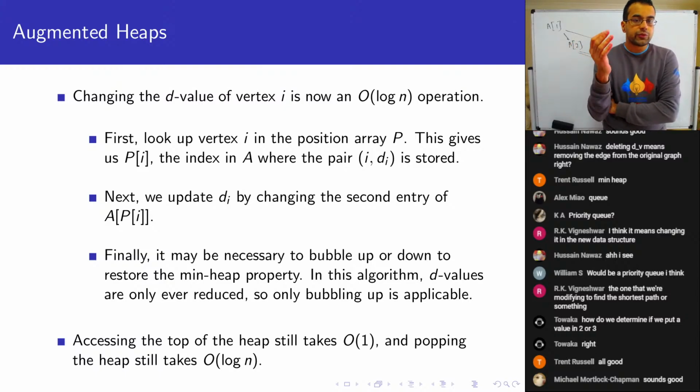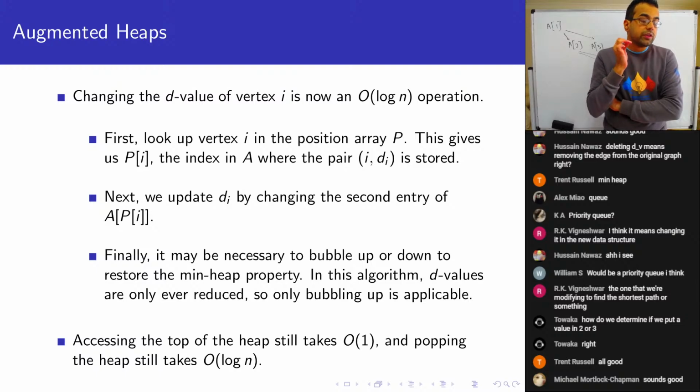The improvement comes from now being able to change the D value associated to vertex I. This was not an operation we could do before because we didn't know where vertex I was in the heap. But now that we have this position array, we can indeed look up P of I, which is the index J at which the pair is stored, and now we can update by changing the second entry of A of P of I.